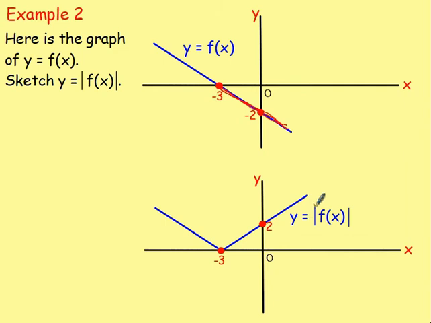Just pay close attention to the points as well. So obviously this (-3, 0) will just stay there. It's on the x-axis, it's not going to be negative, so that's fine. This point here with -2, if you flip that above, it will go to +2. So you're marking that on as well. So just take any parts that are below and flip them above.